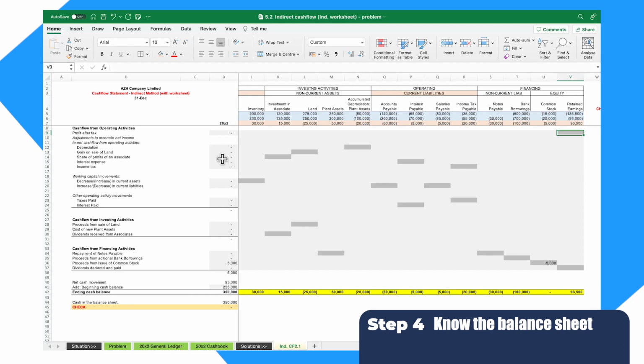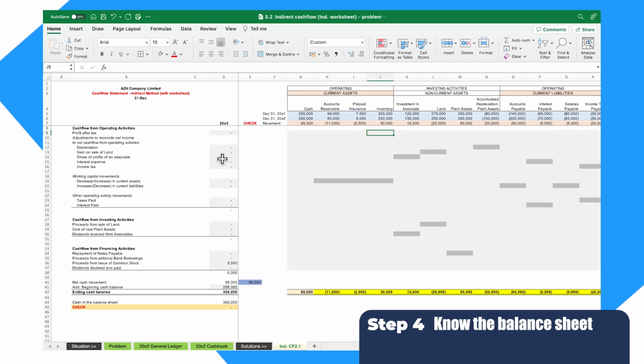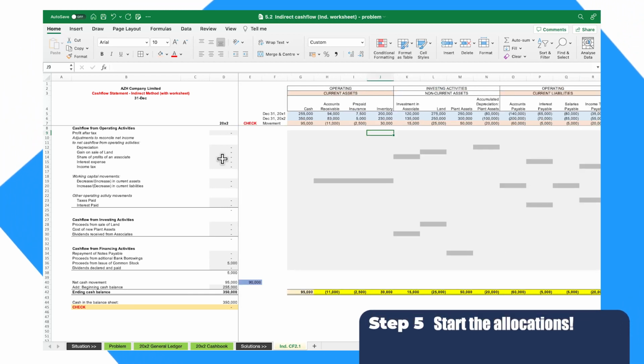So you already have an idea what is going to happen. Step 5 is to start allocating the balance sheet movements. So this is where the fun begins, and this is where you will see the magic of the worksheet approach in preparing the statement of cash flows under the indirect method.